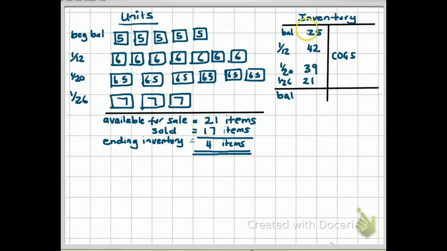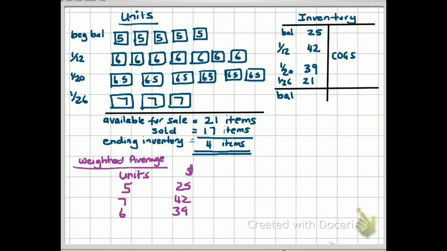I told you that the beginning balance is $25. The 12th purchase cost is $42, $6 each times 7, that was $42. The 20th purchase was $39 and the 26th purchase was $21. So we would go and list those out. For the weighted average method, we had 5 units for $25 each, 7 units for $42 each, 6 units for $39, and 3 units for $21. So we had a total of 21 units that we purchased for a total cost of $127.